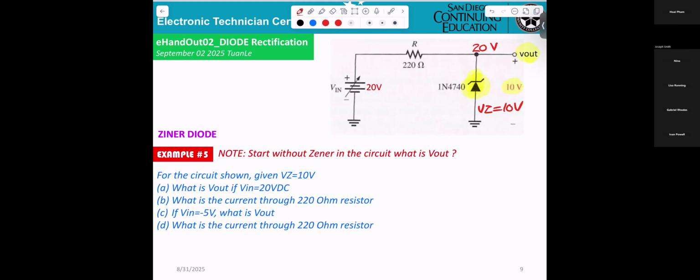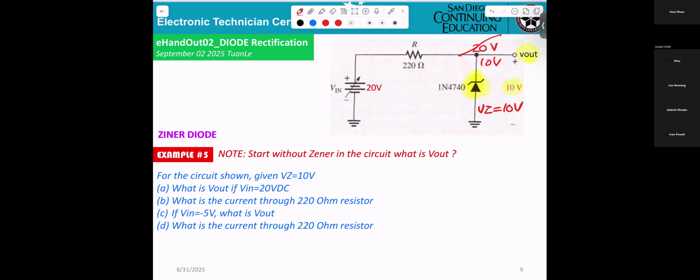Again, make sure you follow and understand. When you get 20 volts here, but the Zener diode is only 10 volts, automatically it's not 20. They cut it down. It will be 10 volts. The Zener diode goes into breakdown.